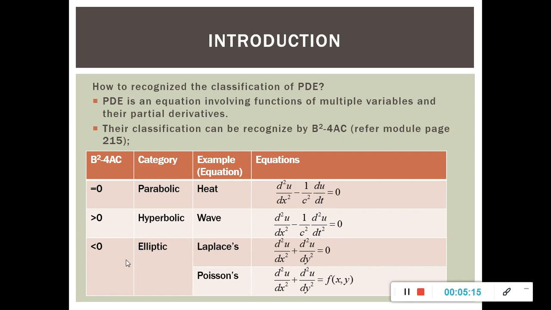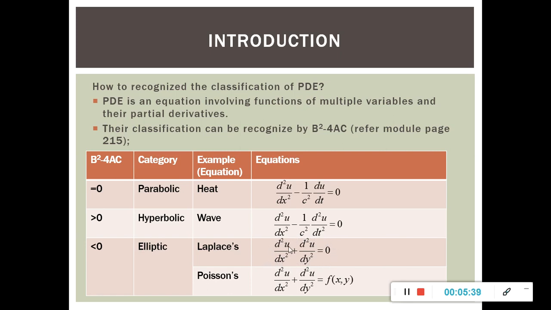For the elliptic, the value of b squared minus 4ac will be less than 0. For hyperbolic, it is more than 0, and elliptic is less than 0. The value can represent either Laplace or Poisson's, depending on the function or the equation formation. So this is for the Laplace.